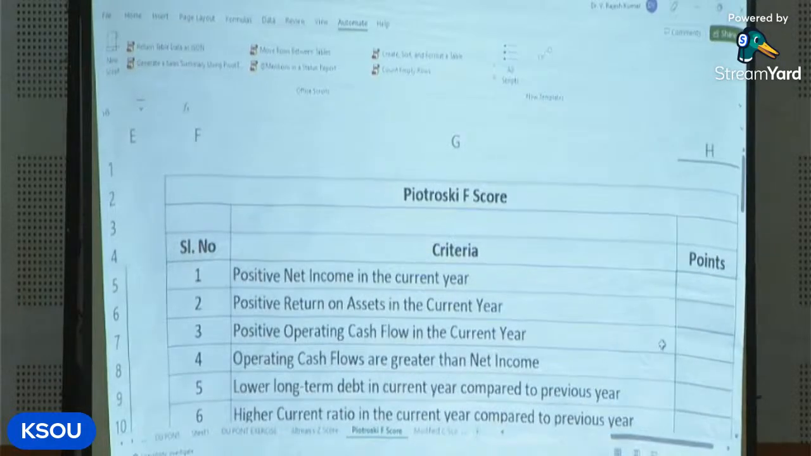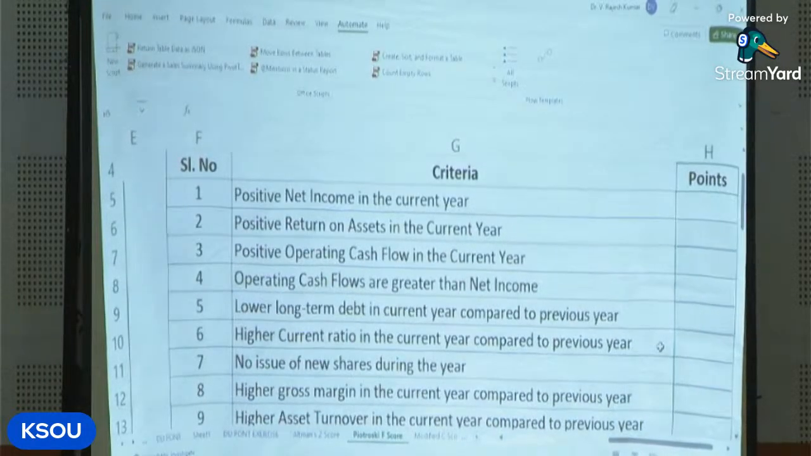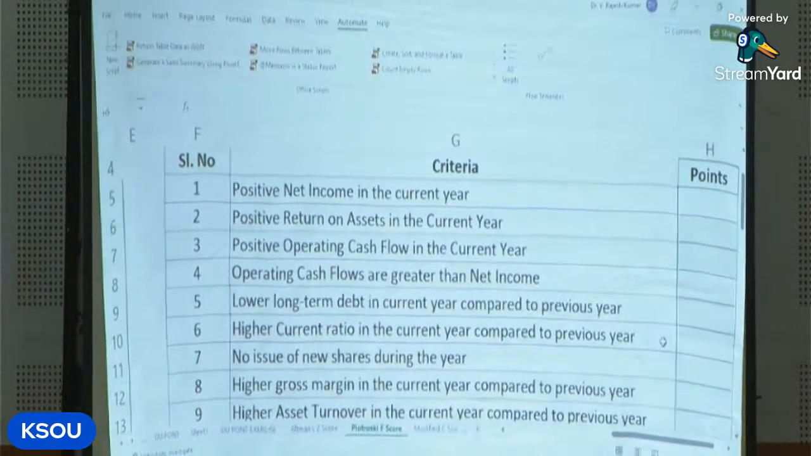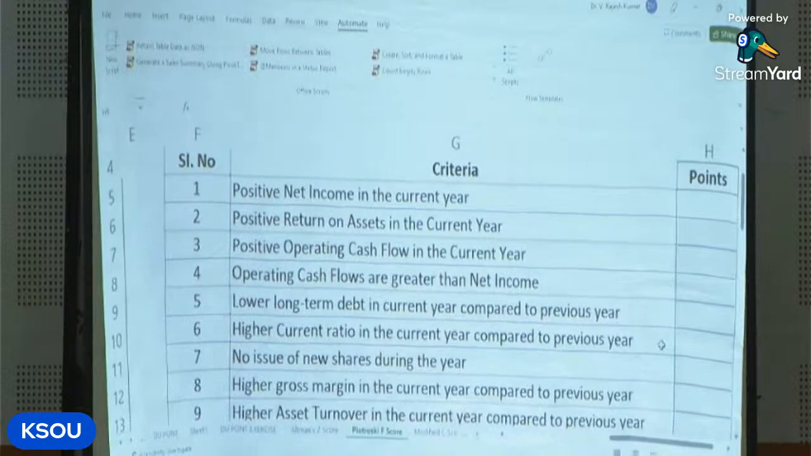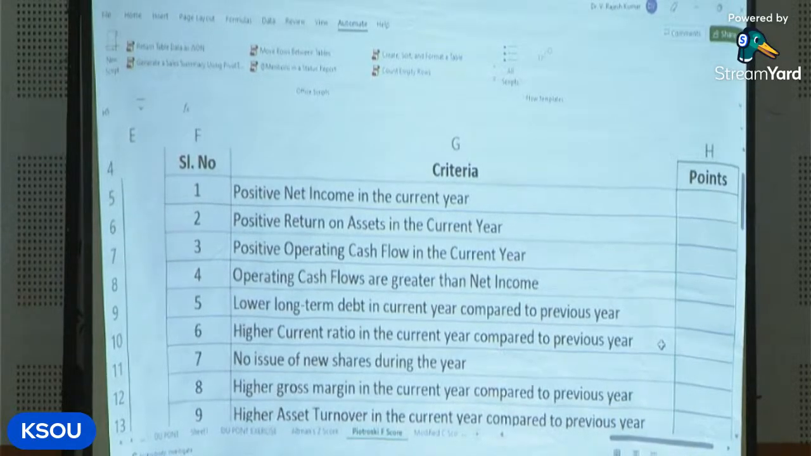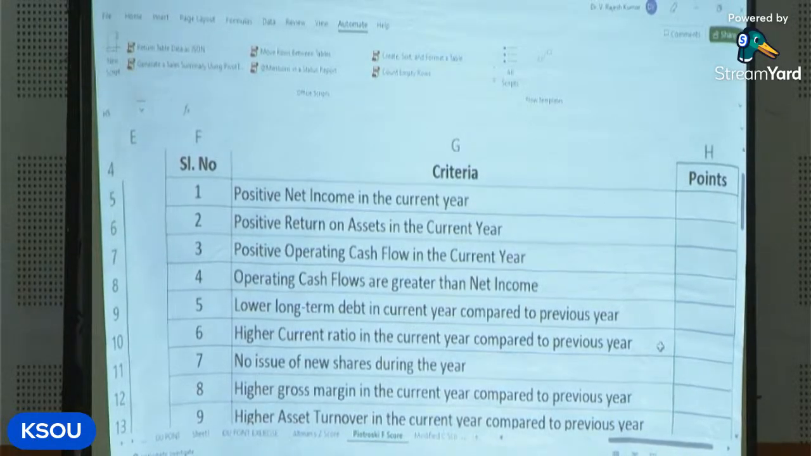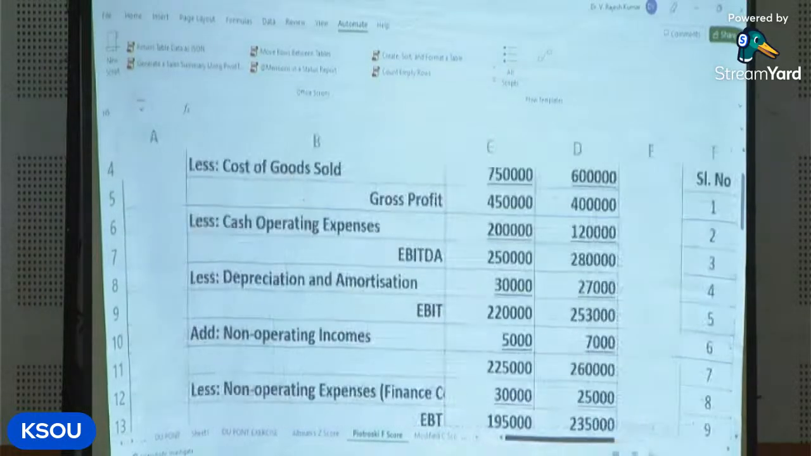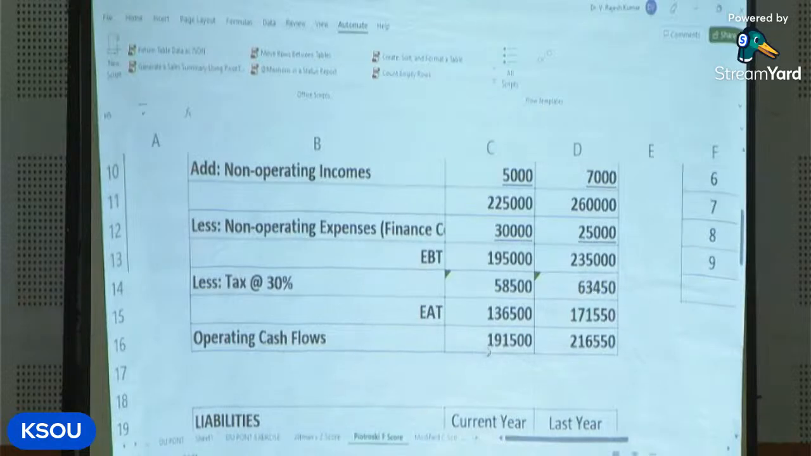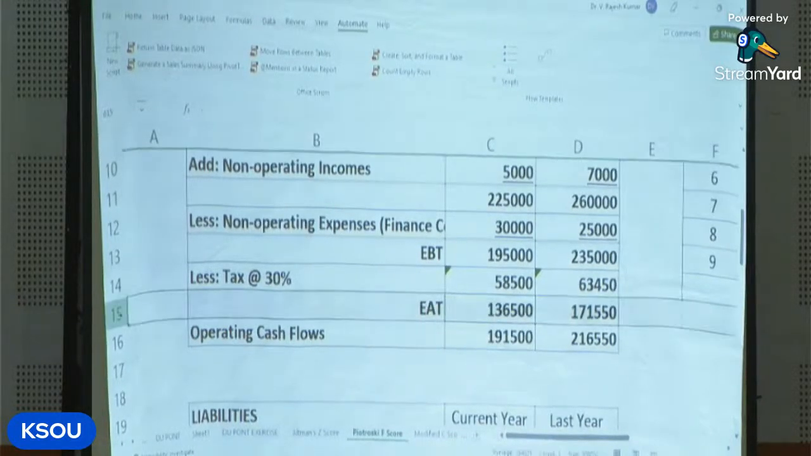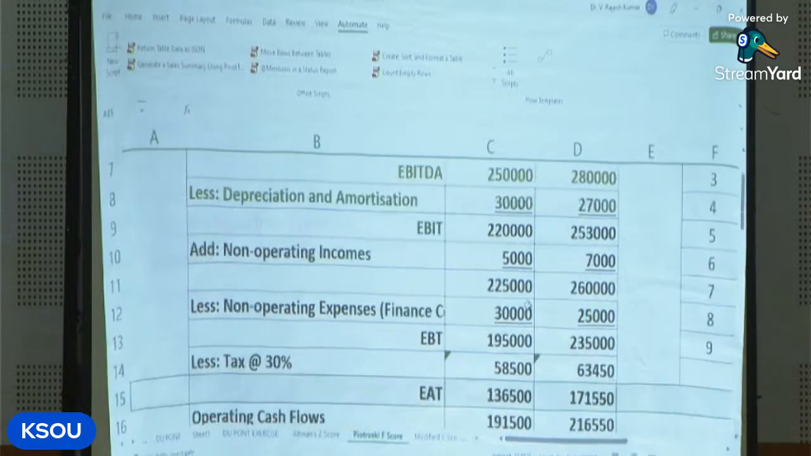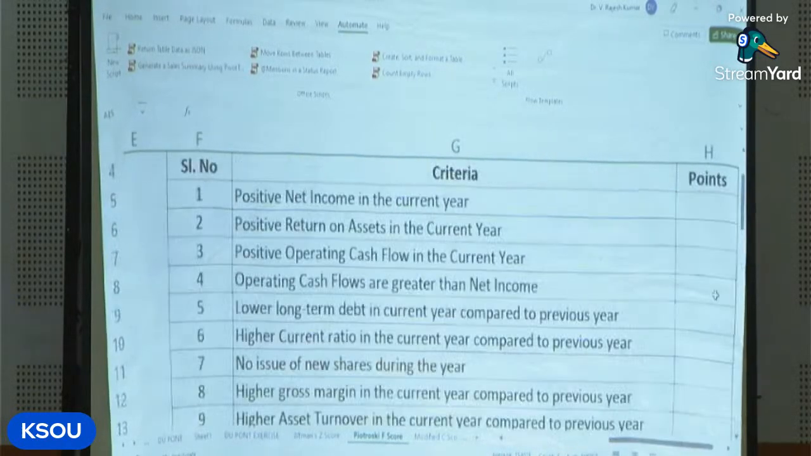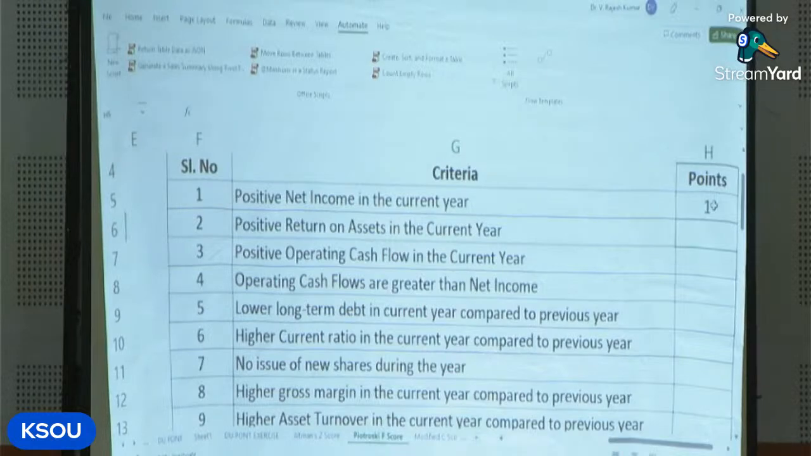Now, what is this criteria? First criteria says, in the current year, the net income should be positive. Net income means what, sir? Profits. Positive means profits. Negative means loss. Now, is it so? Net income, profits after tax, net income. Is it positive? Yes. Current year. So, what should be the score for this? 1. As simple as this.